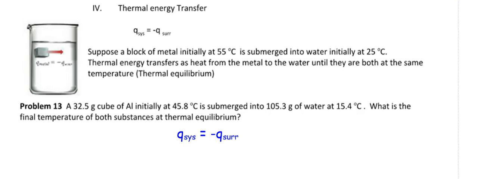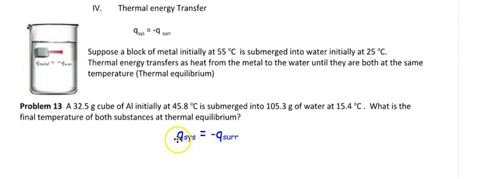We take a 32.5 gram cube of aluminum, which starts off kind of warm at 45.8 degrees. You put it into 105.3 grams of water at 15.4 degrees Celsius. What is the final temperature of both substances at thermal equilibrium? Okay, so this is probably one of the hardest types of problems to solve for when we're solving for T final of both, okay? This is how I do it to help me be more organized.